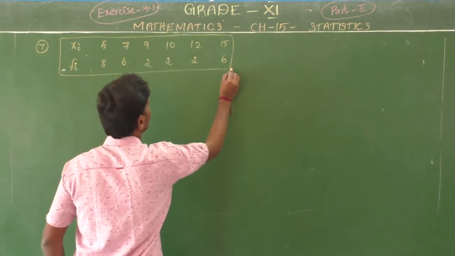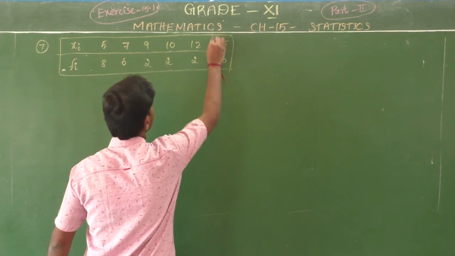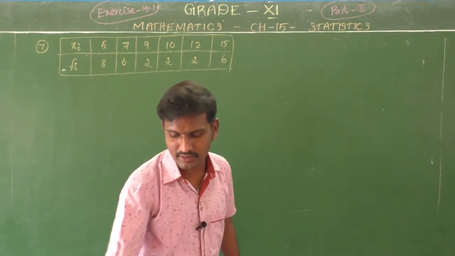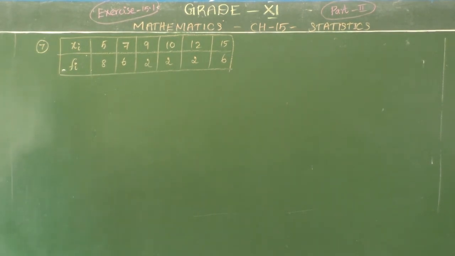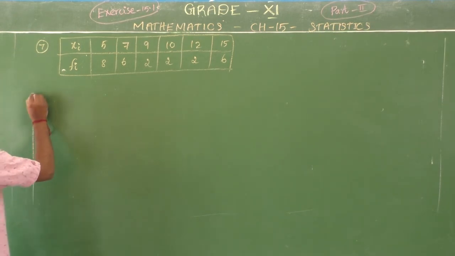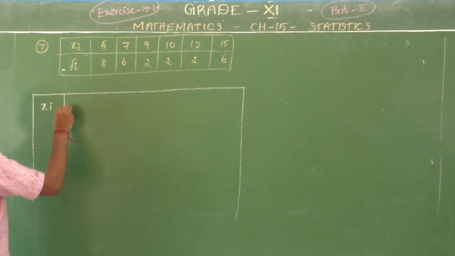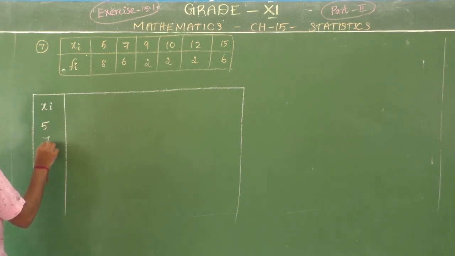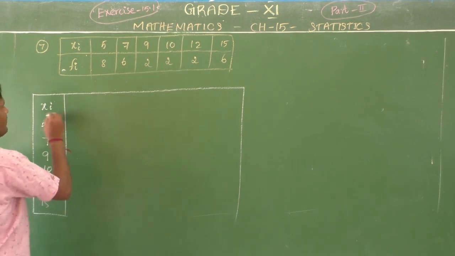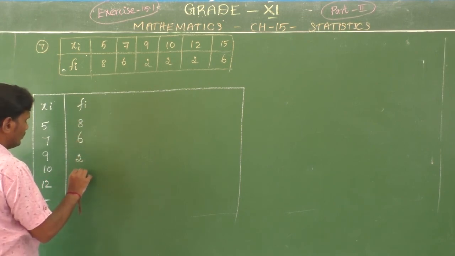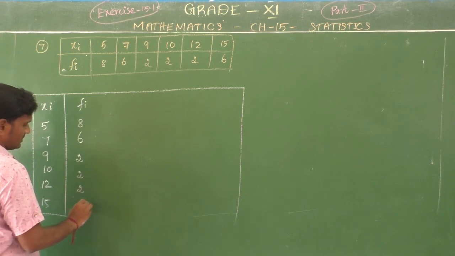It is given to you. From the table, first we should find the median. This is grouped data in a discrete frequency distribution, no? Yes. Now, first I am going to form a table. What are the columns? The first column is xi: 5, 7, 9, 10, 12, finally 15. And then fi values are 8, 6, 2, 2, 2, 6.